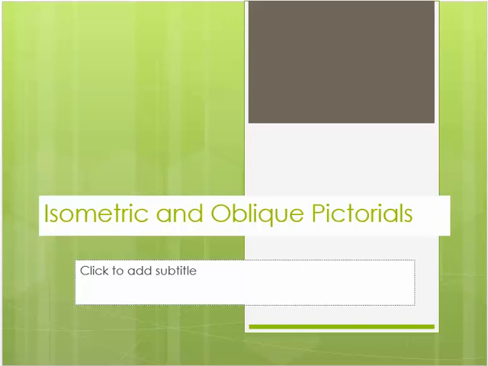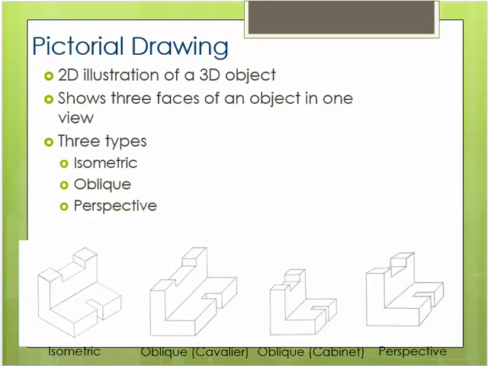Welcome back. Today we're going to be learning about isometric and oblique pictorials. Pictorial drawing is a 2D illustration of a 3D object. What this means is even though the picture that we make looks 3D, it's still really only two dimensions. It's got height and width. It doesn't really have any depth, even though it has the appearance of having depth.